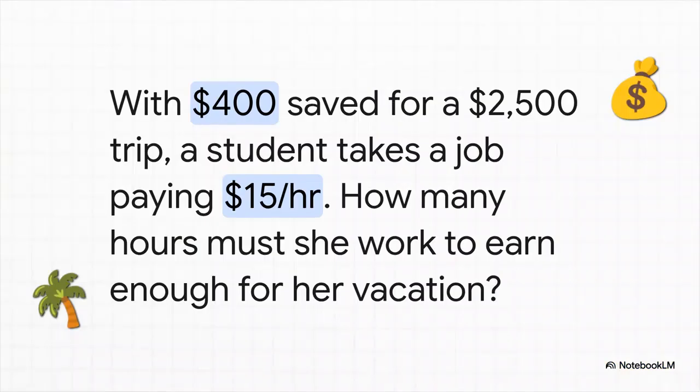Okay, let's make this real. You've got a goal, that $2,500. You've got a starting point, the $400 you've already saved. And you've got a steady, constant way of getting there, $15 an hour. This is super straightforward, right? No curveballs, no sudden plot twists. For every single hour you work, your savings go up by the exact same amount. So how do we build a blueprint for that?